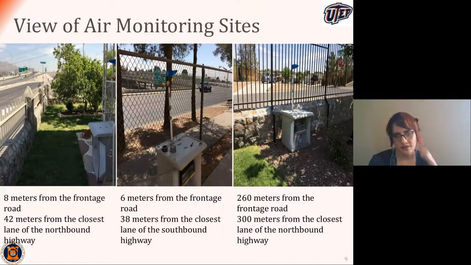And here we can see a view of the 3 sites. The 2 near road sites, you can see the frontage road from each side, and they're less than 8 meters from the frontage road. And the community site is around 300 meters from the highway.